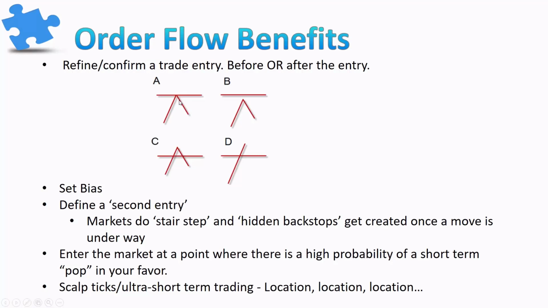So when the order flow is biased upside, you only take long signals. When it's biased downside, you only take short signals. If there is no bias, you switch to range-bound trading. And we can also use order flow to define a pullback or a second entry, and that's a major element to the way I trade.